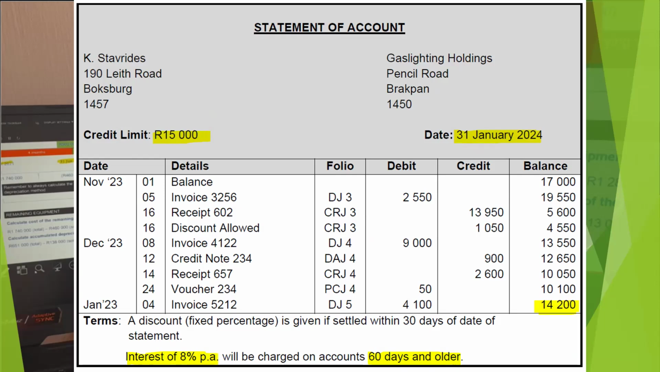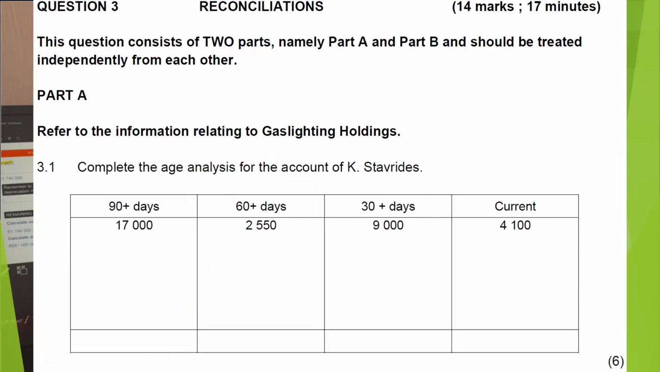So we've got 3 months here. We've got November, December, January. So January will be the current month, meaning December will be 30 days and November will be 60 days. Okay. That is if they do ask for it, and they do ask for it for the debtors' age analysis. Now we need to refer to the information relating to Gas Lighting Holdings to complete the age analysis for account Kestaff Rights, and they already put the balances for us and set amounts as well for us there.